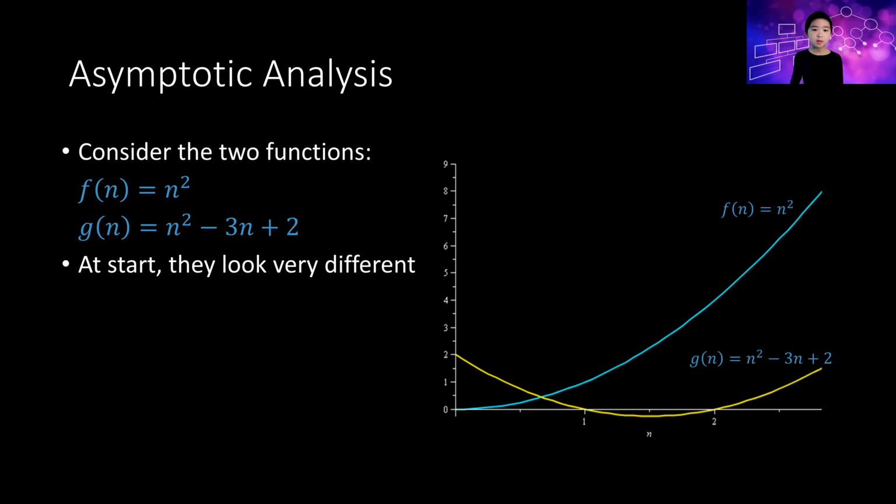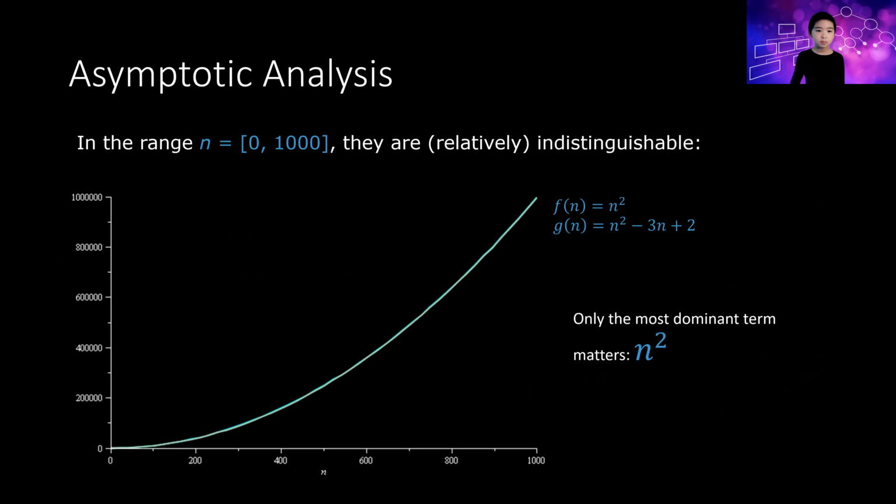Let's start with an example. We compare these two functions, f(n) and g(n). f(n) is just n squared, while g(n) is n squared minus 3n plus 2. If we plot these two functions out in this diagram, at the very beginning, we see a big difference between them. But if n becomes big enough, there's not much of a difference between the two curves. In other words, their trends are the same.